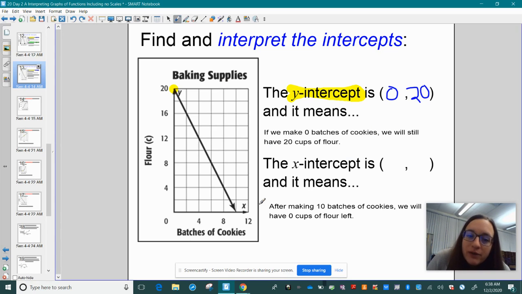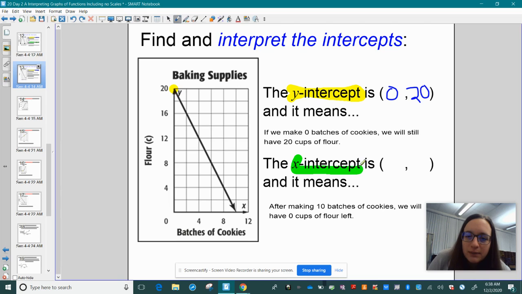and then we have our 20 for y, 20 is our flour, and C stands for cups. So that's how many cups of flour. Oh, so if we have 20 cups of flour, so if we make 0 batches of cookies, we will still have 20 cups of flour. Just sit right there, doing nothing. So that's our starting point. We started with no cookies and a bag of flour, 20 cups worth. So there's our y-intercept.